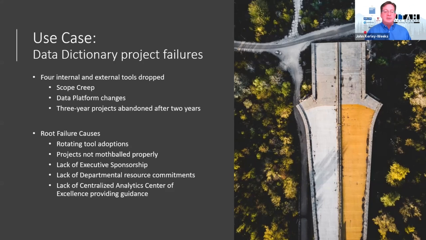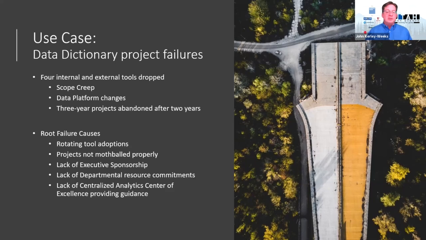The root cause analysis identified a lot of areas that maturity models could have avoided. The methods for rotating through different tool adoptions could have been addressed. The idea of how a project is mothballed, so that the information can be brought back in when the project is starting over again, not from scratch but from where things were left off. And a number of different organizations felt that a lack of organizational structure and sponsorship was leading toward a lot of the failures.